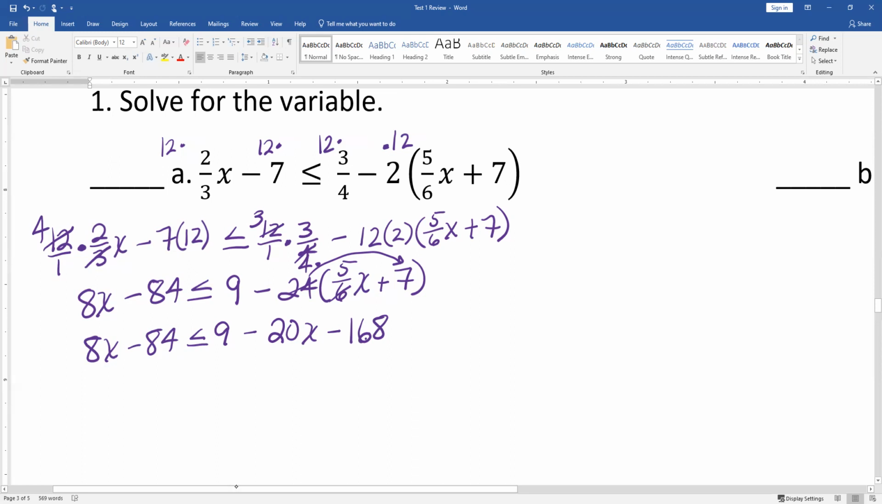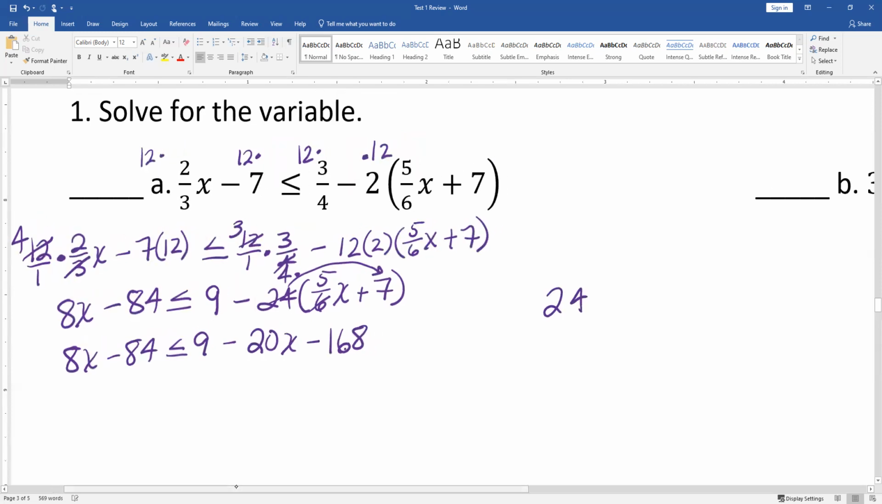And we understand why those are negative now, right? Right, you're distributing a negative 24. Because the 7 does not have a denominator of 6. So what I just did there is 24 times 5/6x plus 7. I'm distributing that 24 into both.